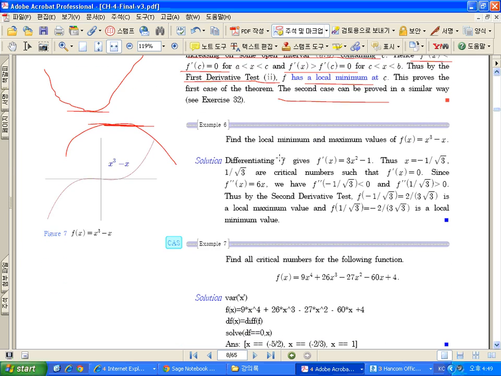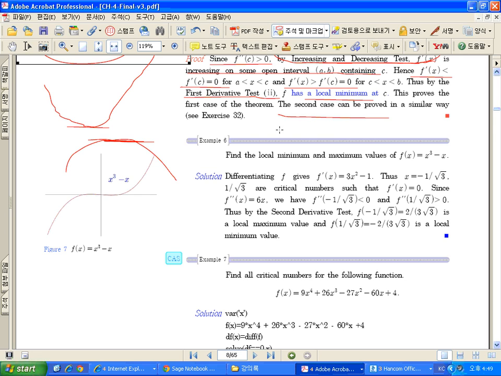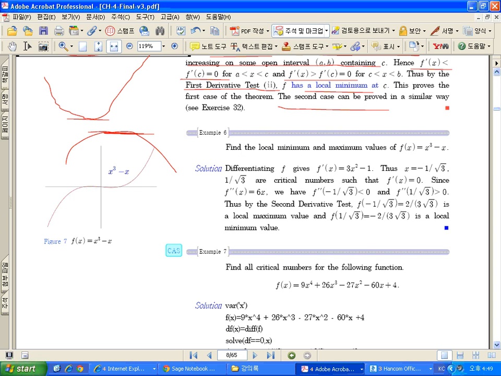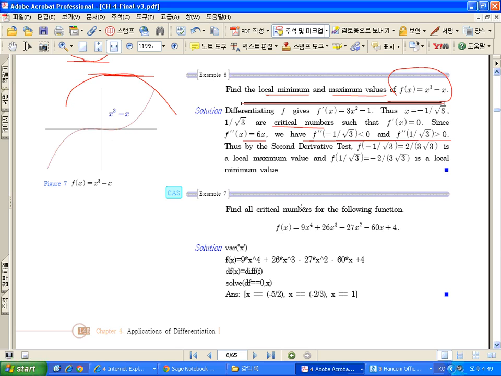The other examples are adaptations of the above theorem. Let's see. To find the local minimum and maximum of this function, x cubed minus x, which looks like this. How do you find the local maximum and local minimum? First find the first derivative, and then find the critical numbers, and then find the second derivative and check the change of the signs on the second derivative. But I may not do it in that way.